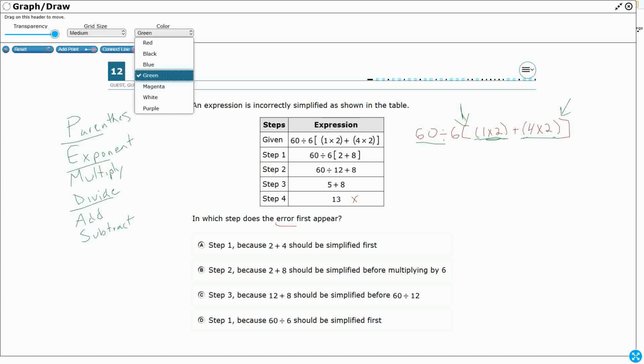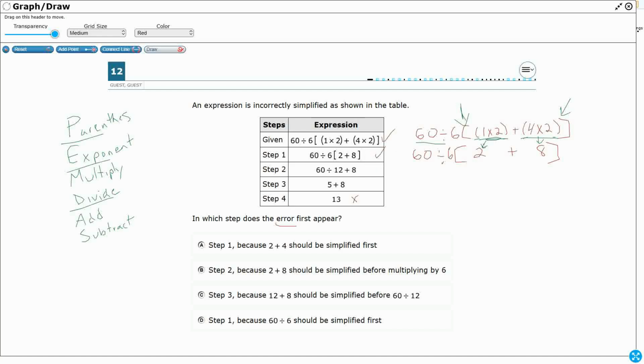So let's do our 60 divided by 6. I'm going to put my bracket here. I've got 2, keep that plus, and I've got that 8. So this 1 times 2 turned into a 2, and the 4 times 2 turns into an 8. And let's bring that 6 there, but no mistake yet. So this one checks, this one checks.